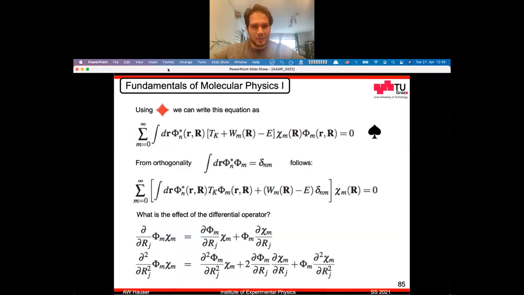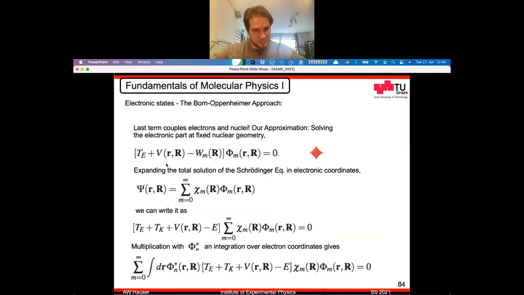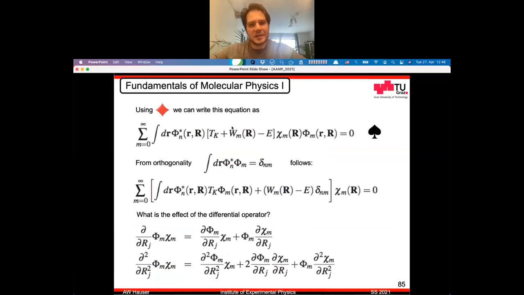Okay, so see what I have done. I have taken, let me go back, I have taken this equation where I see that kinetic energy plus this potential term acting on phi m gives me the corresponding eigenvalue Wm of R. So I have replaced Te and Tv by this eigenvalue Wm of R. Okay, so I have used my knowledge which I have from the solution of the electronic Schrödinger equation.